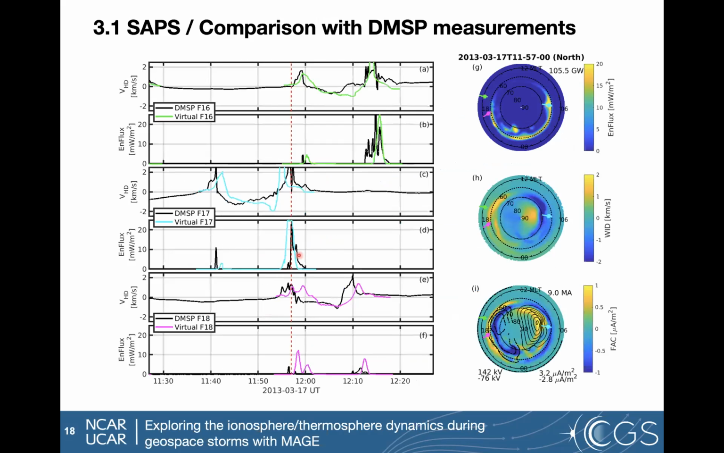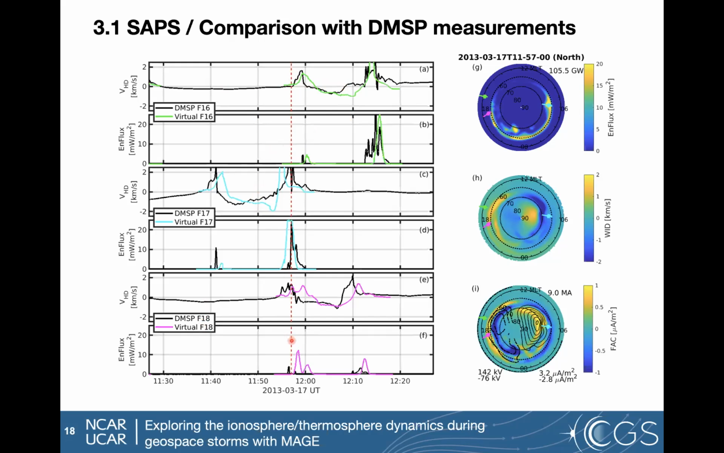Okay, so this is what we have got from the MAGE model, and basically this is a comparison with available DMSP measurements during that day. On the left-hand side, we basically have three DMSP satellites available: F16, F17, and F18. And here we are comparing the horizontal ion drifts and the electron precipitation energy flux. So the black curves are the measurements from the DMSP satellites, and the green, the light blue, and the purple are the simulation results sampled along the DMSP trajectories.